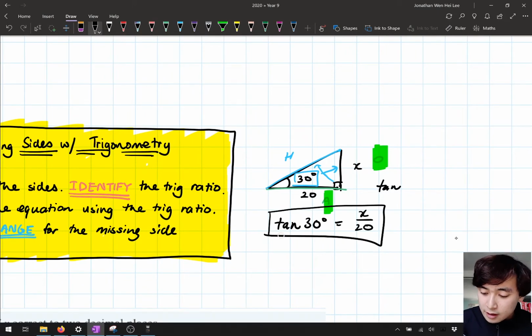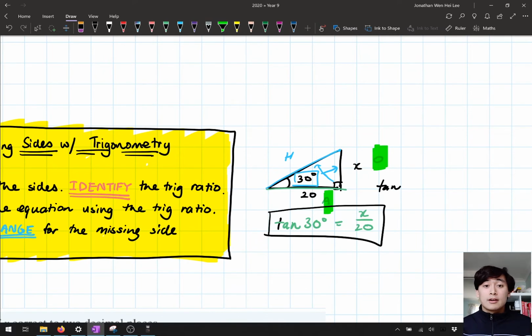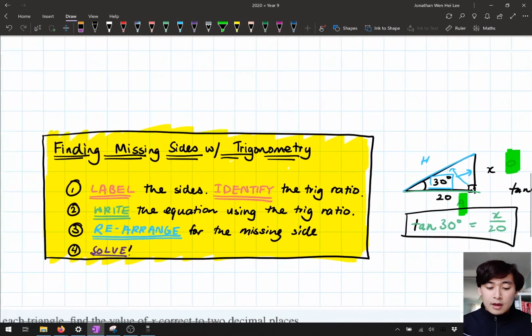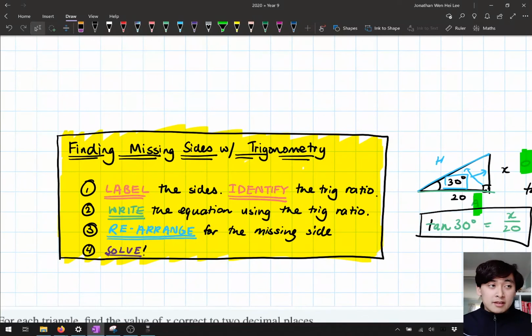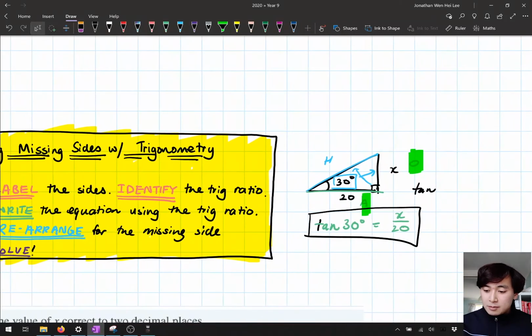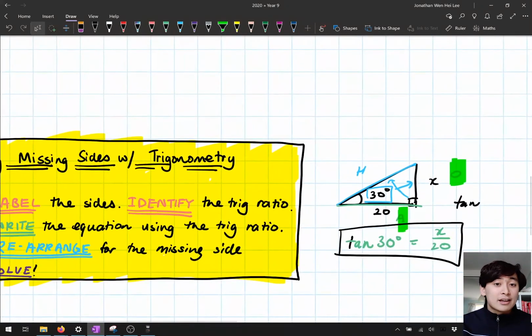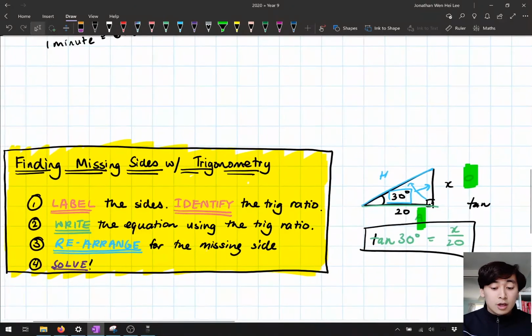This thing over here is my equation that I want to write for step 2. I write down my trig identity, so tan 30 degrees is equal to x over 20 for this example. Then I want to rearrange for the missing side. So we use a few algebra steps here just so that I have x, my missing side, is equal to something.